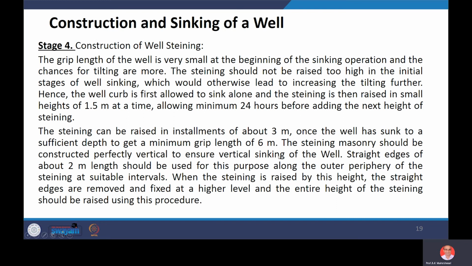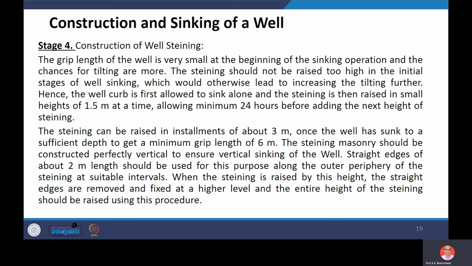The grip length of the well is very small at the beginning of the sinking operation, and the chances for tilting are more. Therefore, the staining should not be raised too high in the initial stage of well sinking, which would otherwise lead to increasing the tilting further. Hence, the well curb is first allowed to sink alone, and the staining is then raised in small heights of 1.5 meter at a time, allowing minimum 24 hours before adding the next height of the staining.